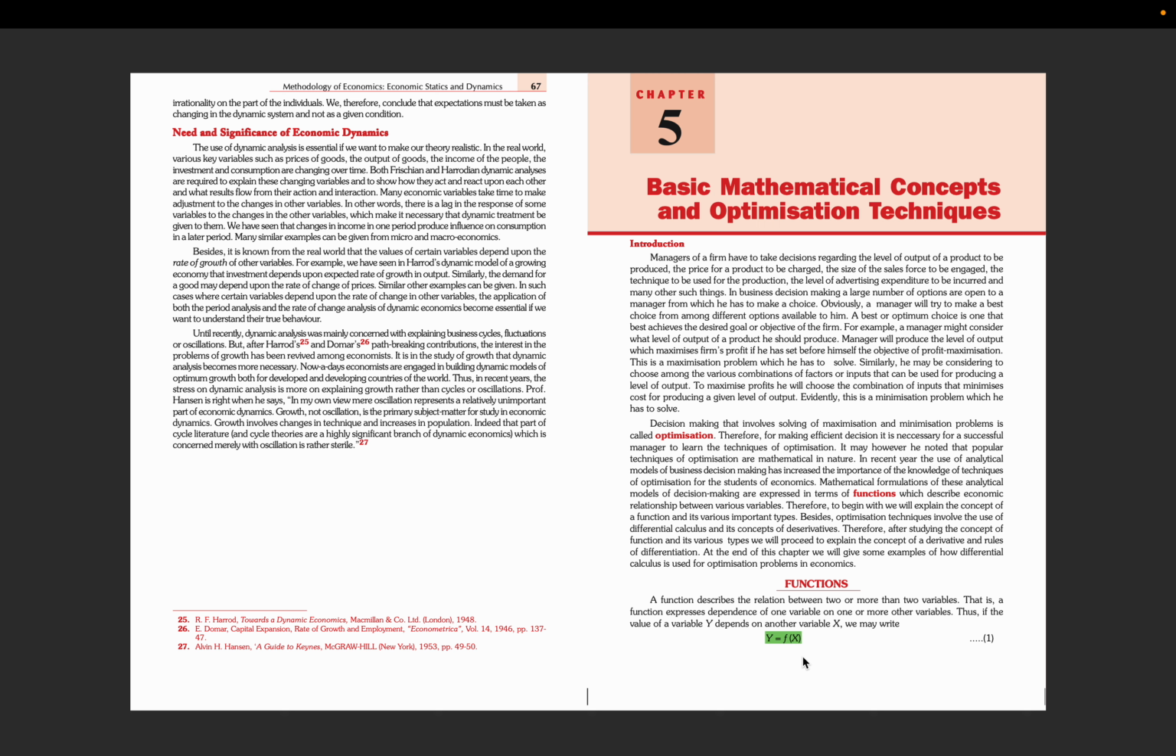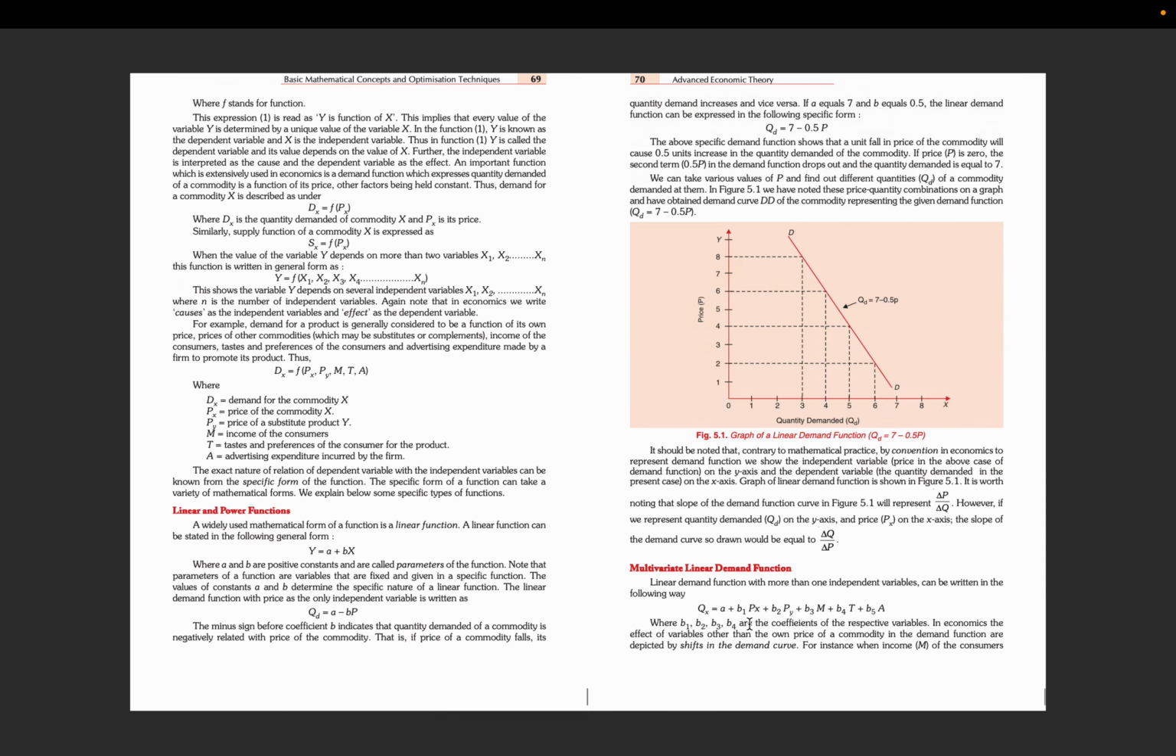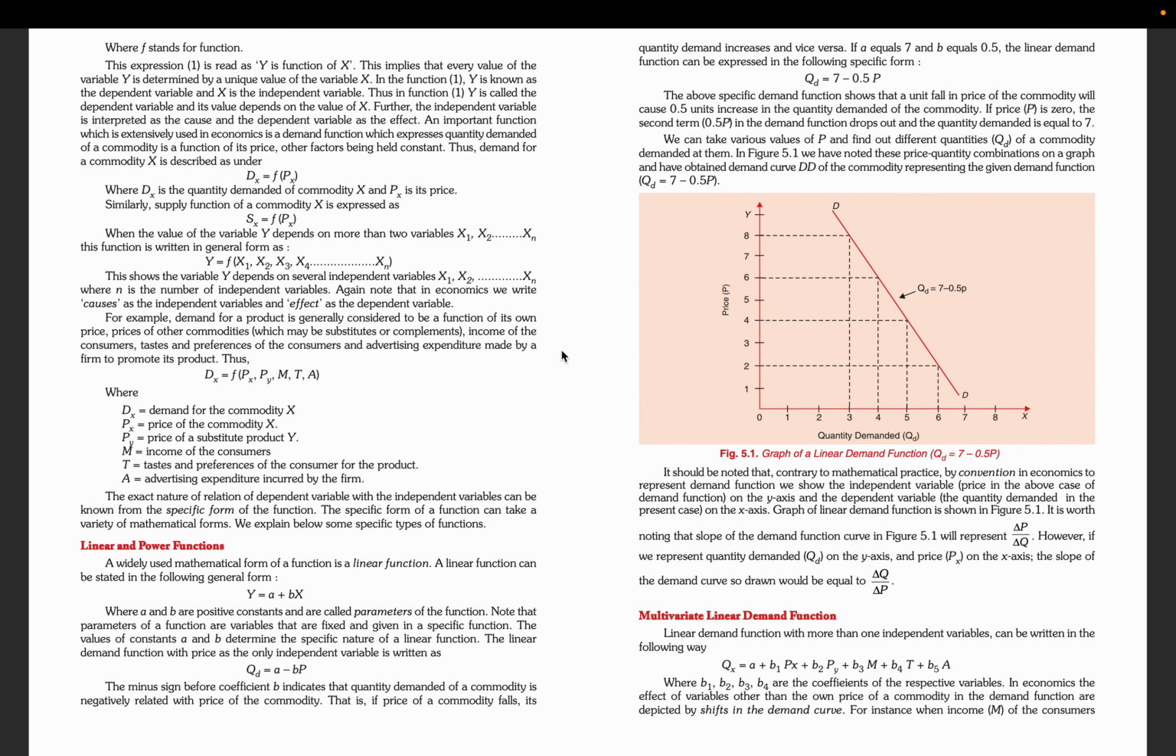So that's how you denote a function, which is y is a function of x, denoted as y equals f of x, where f stands for function. This expression 1 is read as y is a function of x. This implies that every value of the variable y is determined by a unique value of variable x. Like I said, in function 1, y is known as the dependent variable, x is the independent variable. Thus, in function 1, y is called a dependent variable and its value depends on the value of x. Further, the independent variable is interpreted as the cause and the dependent variable as the effect.